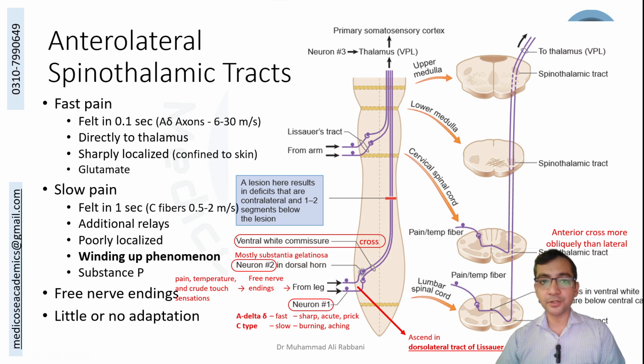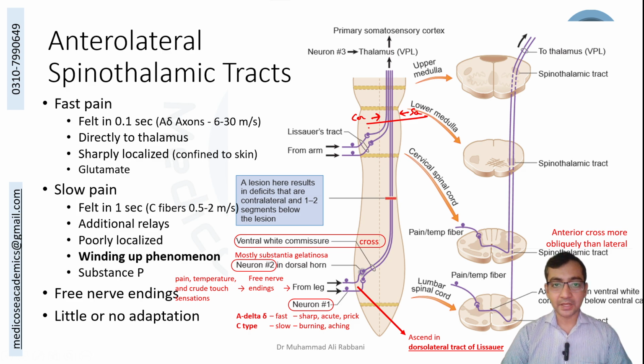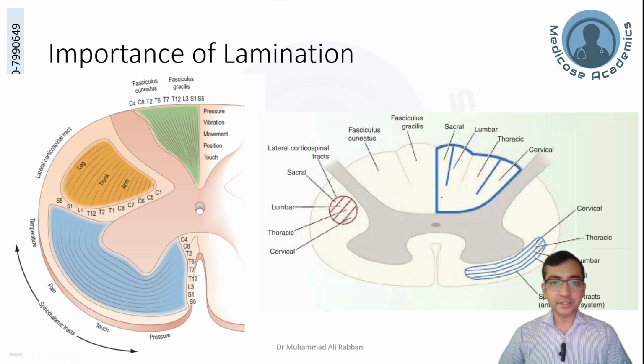So why is this information important? If you cut the spinal cord at this point and see the cross section, the most medial segments are the ones from the cervical vertebra, and the most lateral ones are the ones coming from the sacral vertebra. I have a better picture for this aspect right here. I'll ignore all the other things and just focus on the spinothalamic tract. The cervical segments are present most medially, and the sacral and lumbar segments are present most laterally.